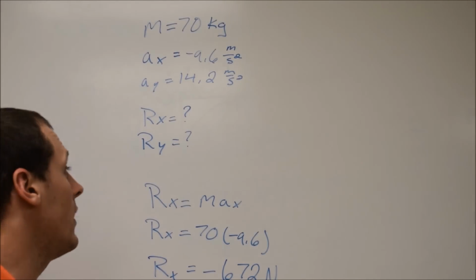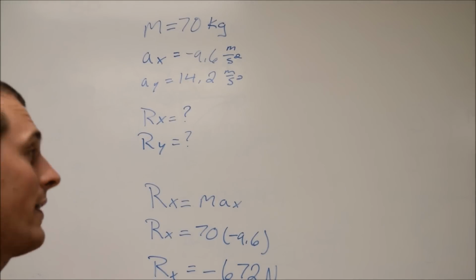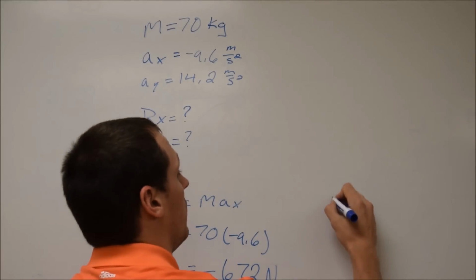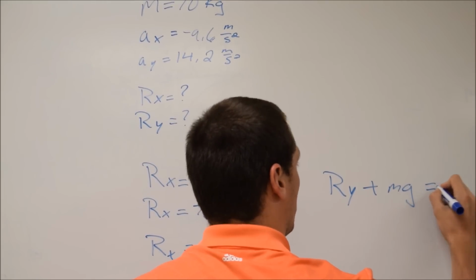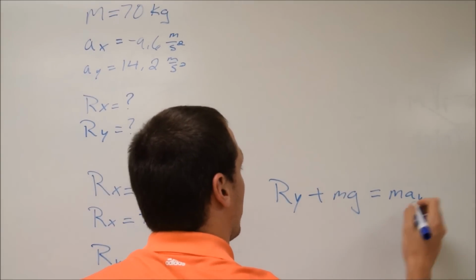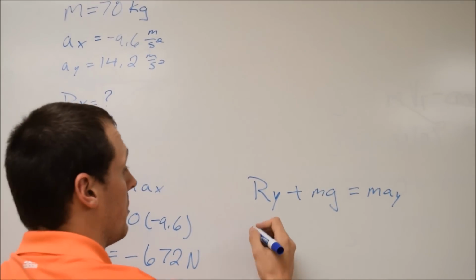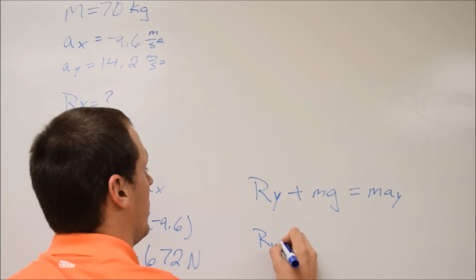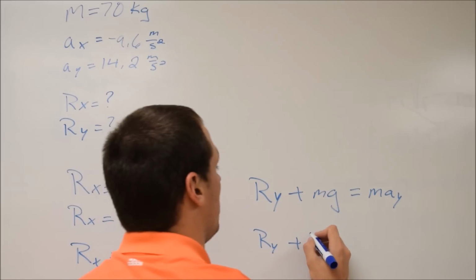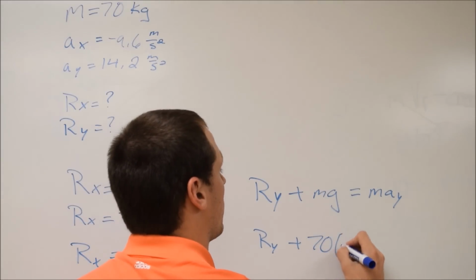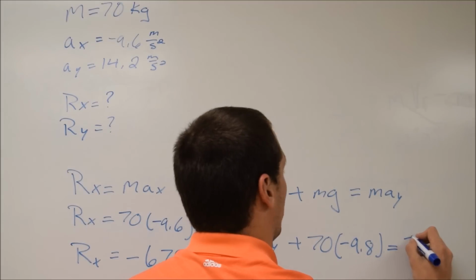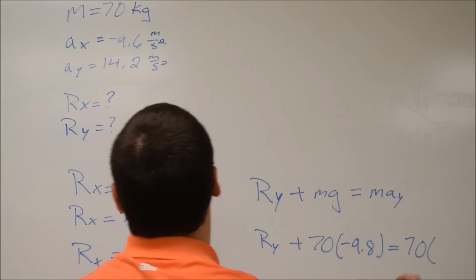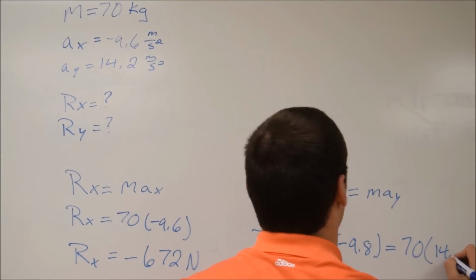So we're going to do the same thing for Ry now, but since we're dealing with any type of vertical force, we need to compensate for mass and gravity as well. So we'll do Ry plus mg is equal to may. And so we already have all these components as well. So Ry plus mass, which we know to be 70, times gravity, which is negative 9.8, is equal to mass again, which is 70, times the acceleration of y, which is 14.2.